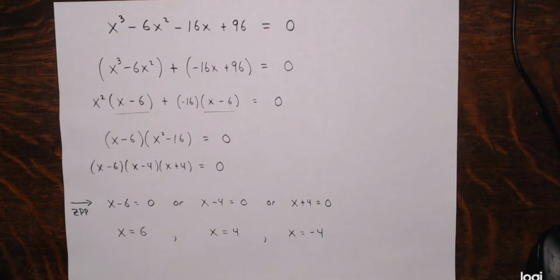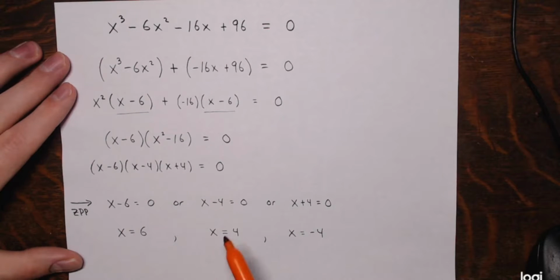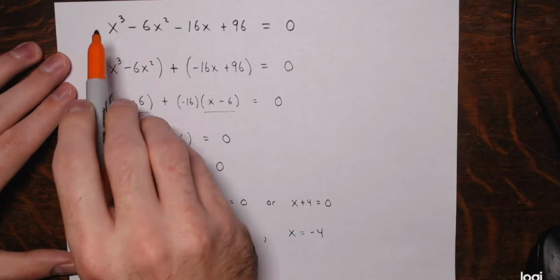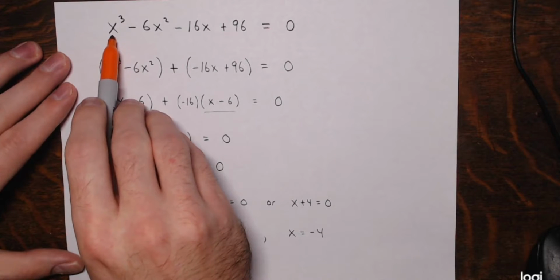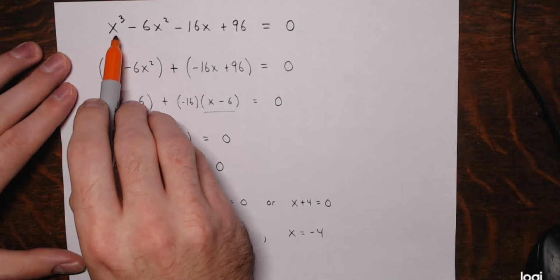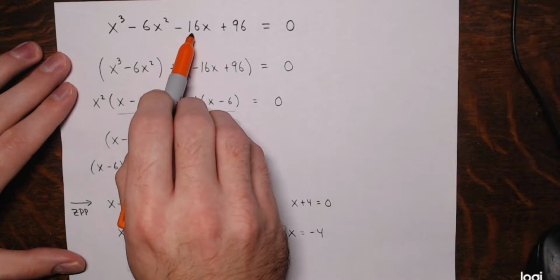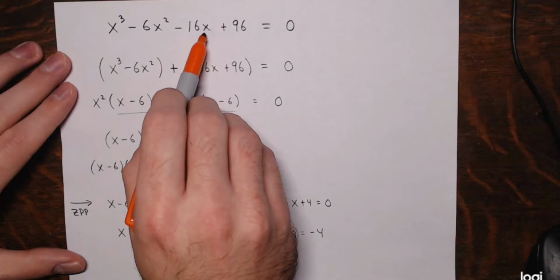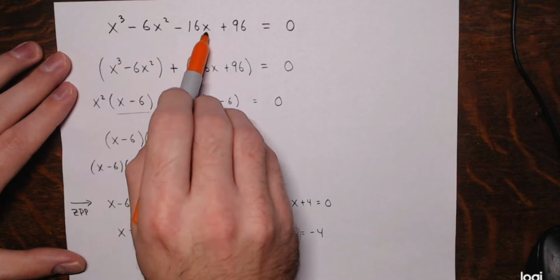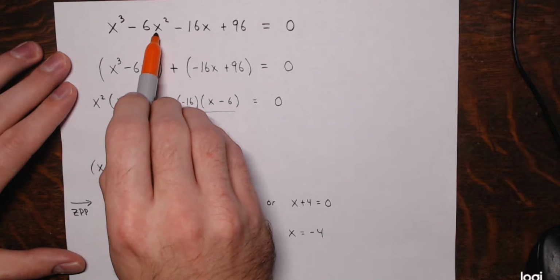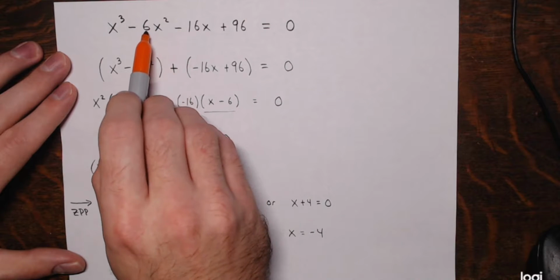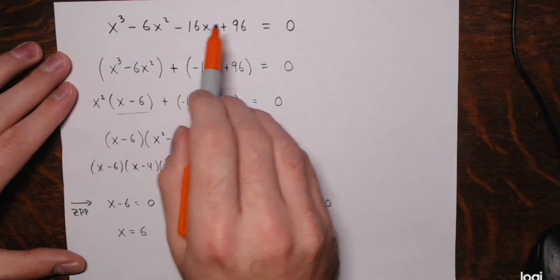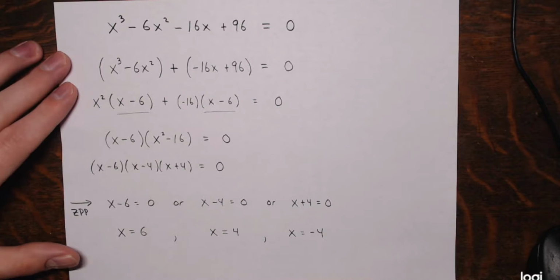All right, I'll do 4, the small number. 4 cubed is 64. 16 times 4 is also 64. So 64 minus 64, those are gone. 4 squared is 16. 6 times 16 is 96. You have negative 96 plus 96. You get 0 plus 0, basically. You get 0 up there.